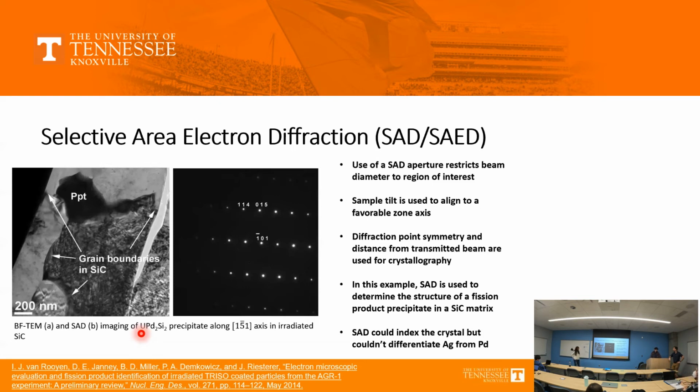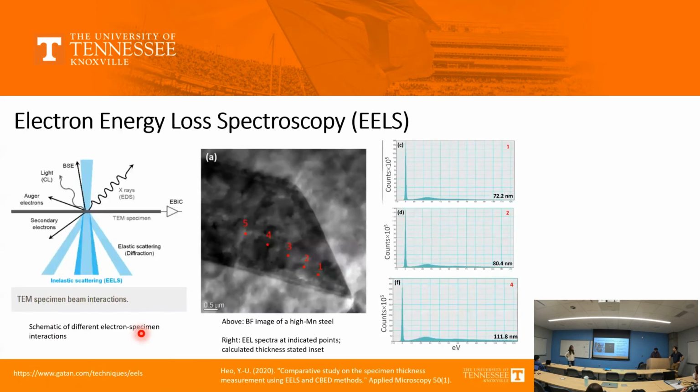So they indexed this and figured out the crystallography, but it raised one interesting point: because the atomic radius of palladium and silver is literally the same at 0.144 nanometers, you can't tell the difference, because they make the same crystal structure. So SAD could tell you the crystal structure of what precipitate you were looking at here, but it couldn't tell you the exact composition of it. And that's why it's really important to use multiple techniques to cross-validate everything you're learning with each technique.